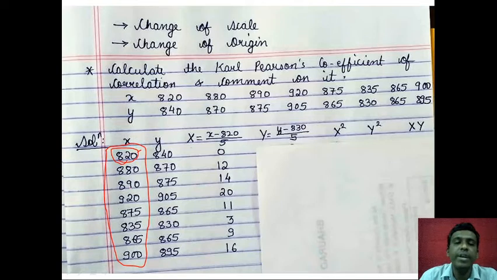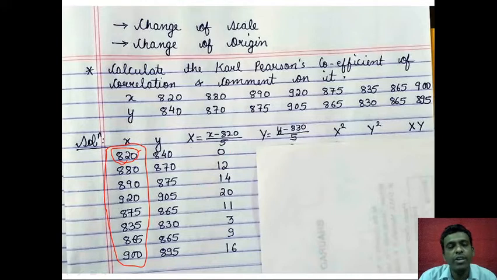If they are divisible by 10, divide by 10. If they are divisible by 8, divide by 8. So you have to see all those numbers come under which table. So all these numbers are coming under the table of 5. So I am dividing them by 5 here. Okay, so after doing, first subtract 820 and then divide by 5.